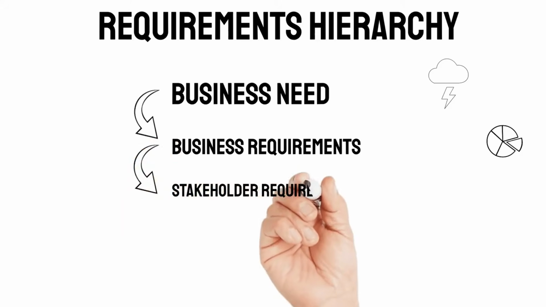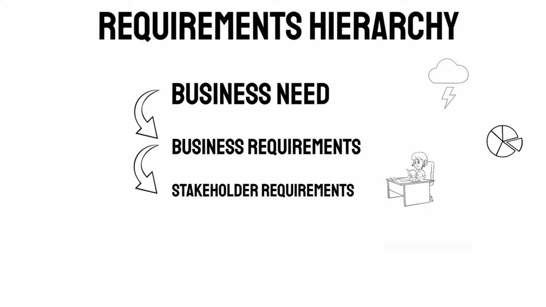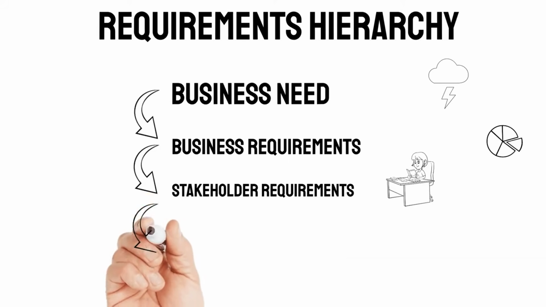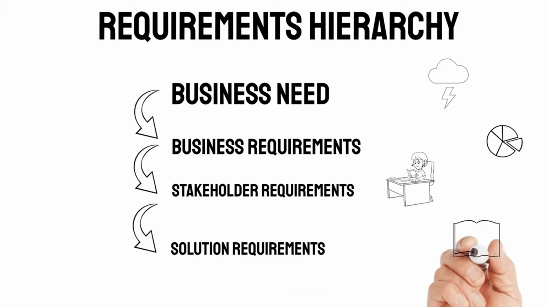Below business requirements, we have stakeholder requirements, meaning that the business requirement is now focused on the stakeholder, right? So a business requirement is only fulfilled if the underlying stakeholder requirements are also met. And beneath stakeholder requirements, we have these solution requirements, also called in the end functional or non-functional requirements.